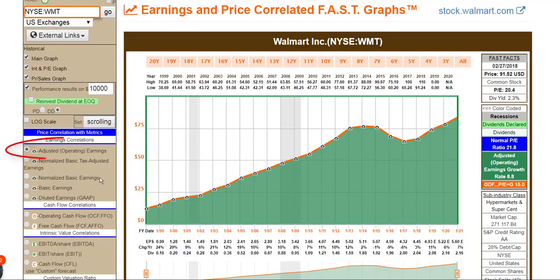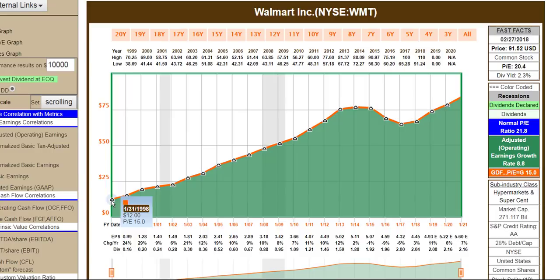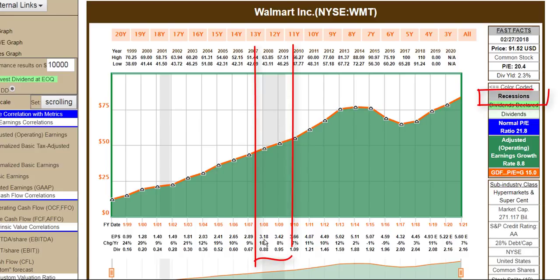So what you have here is adjusted operating earnings, and this is the operating earnings growth of Walmart since 1999. And this actually works out to be January 31st, 1998, keeping in mind that Walmart has a fiscal year end of January. And what you see here is nice earnings growth. Earnings grew very nicely up through the 2013 era. And I also want you to notice that Walmart performed very admirably during the Great Recession as a business.